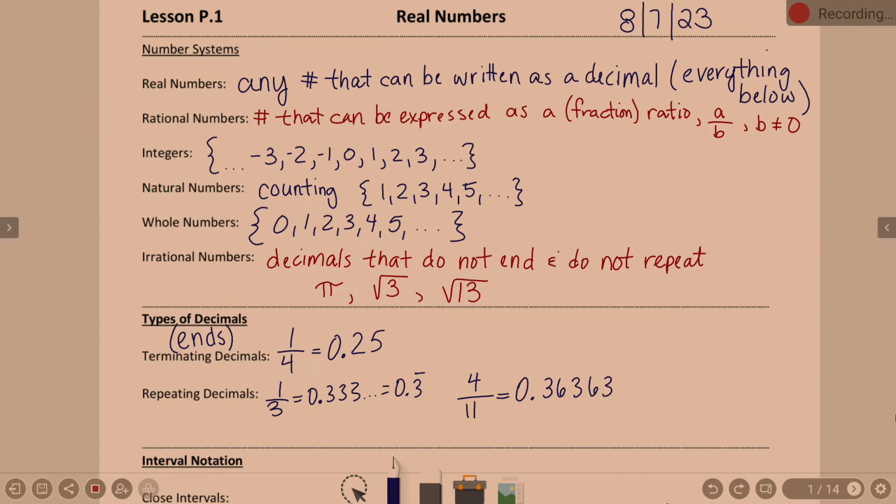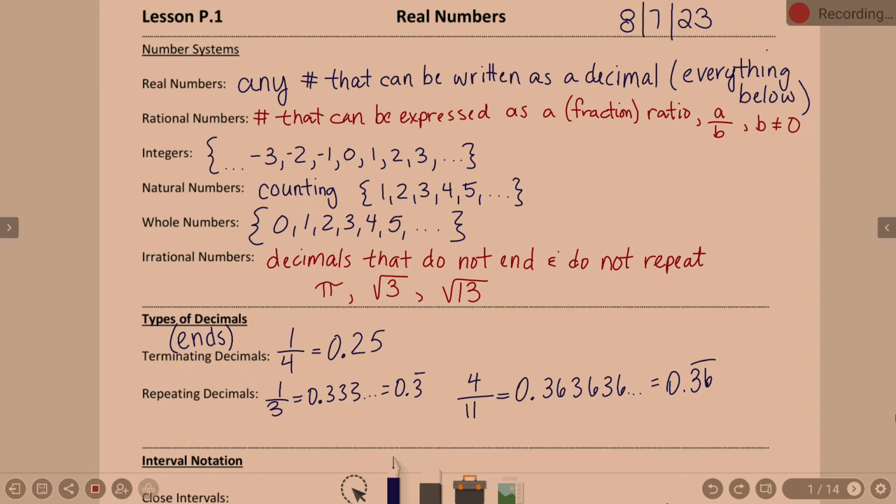36, 36, 36, so on and so forth. Or in other words, 0.36 with repeating bar over the 36. Okay, we're going to talk here a little bit about knowing the difference between repeating and terminating decimals here in a moment, but we'll get to that. And I guess you might want to have a calculator at your seat when we do that.